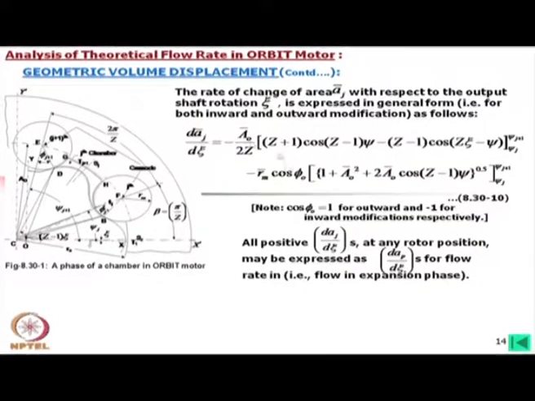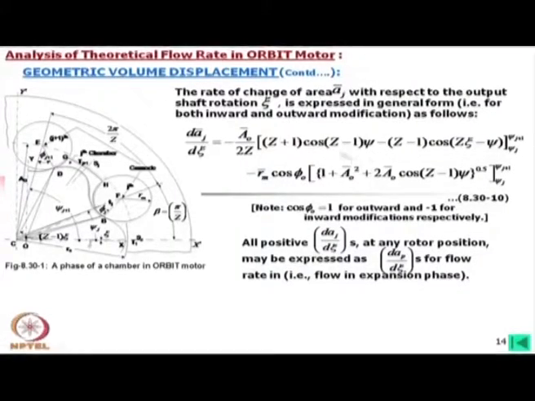Now, again, this variation is obviously valid whether in compression mode or expansion mode. But we have to identify very carefully: as long as a chamber is in expansion mode, we will add it with the other chambers which are in expansion mode, because these orbit machines are also DC machines, not alternating machines. All the flow is being mixed.